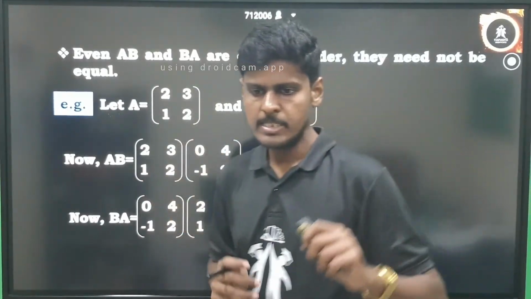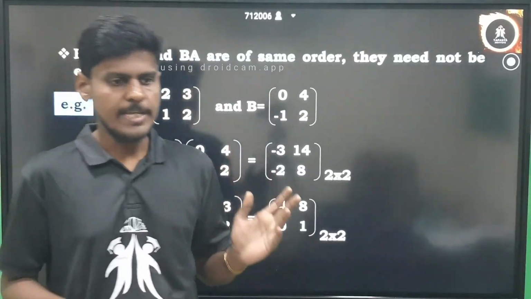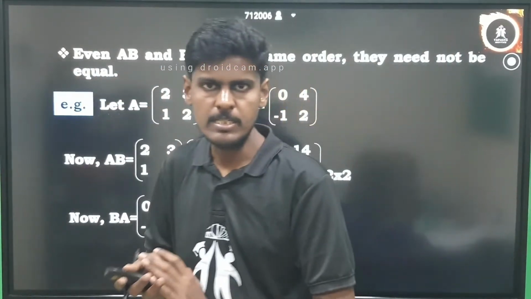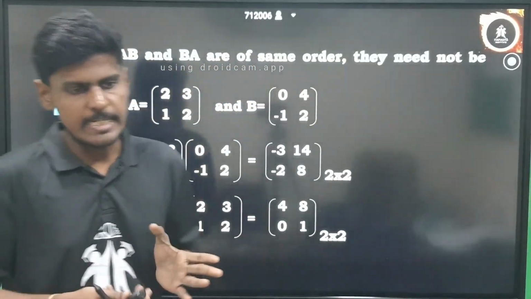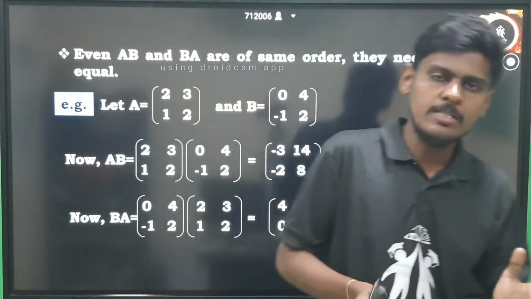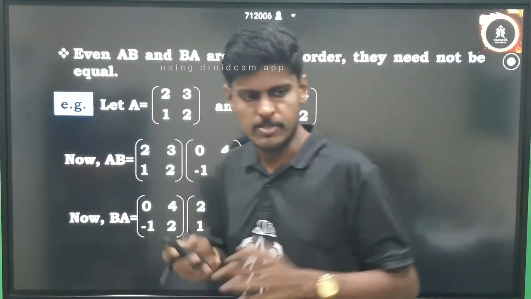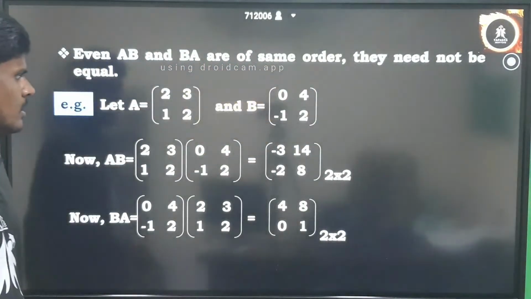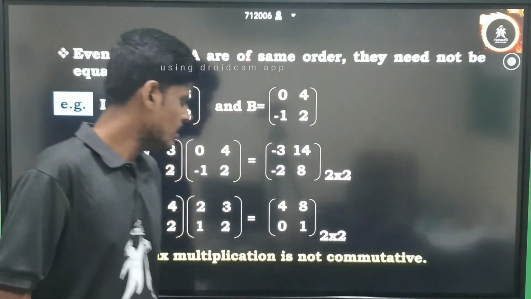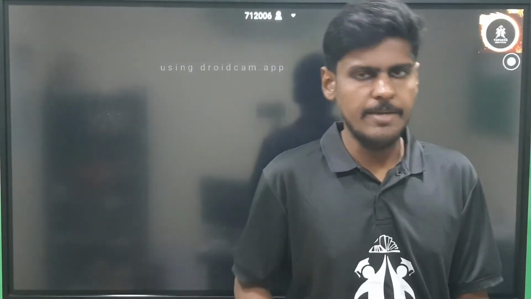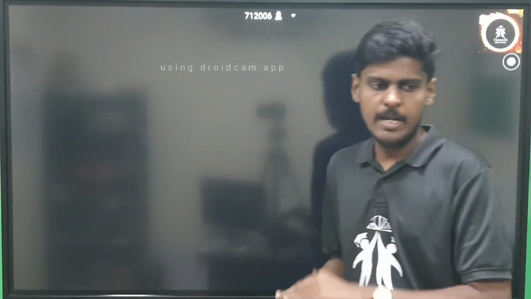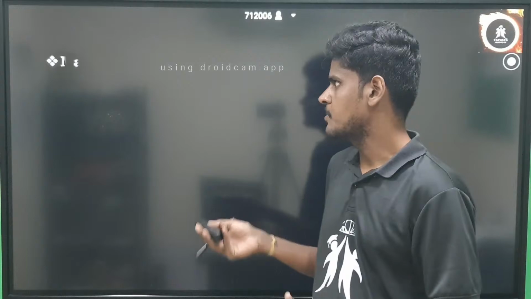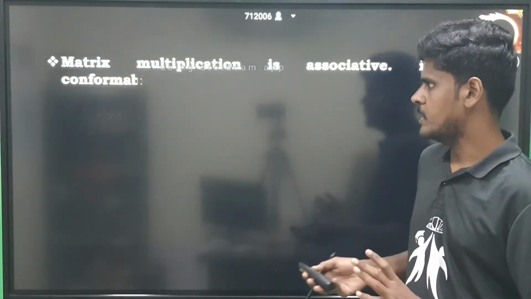Sometimes both the matrices are not possible. Sometimes one matrix exists, AB exists and BA does not exist, or sometimes both the matrices can exist but they are not equal, or sometimes both the matrices can be equal also. That is also a possibility. And sometimes order may not be same for both the product AB and BA, and sometimes order can be same, sometimes matrix itself can be same. So all possibilities are possible.